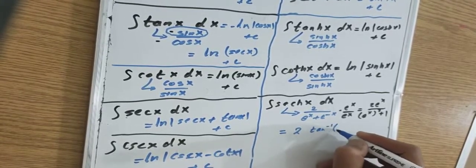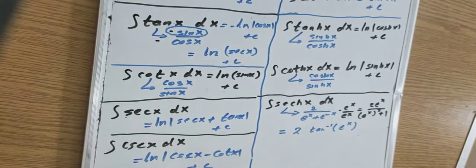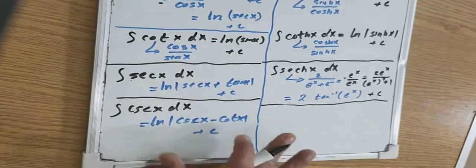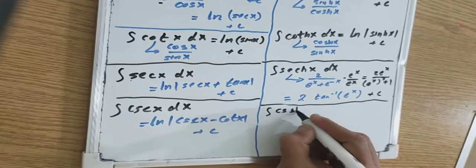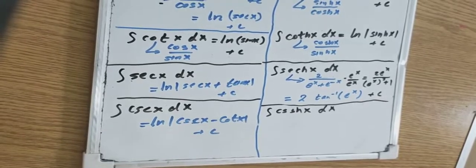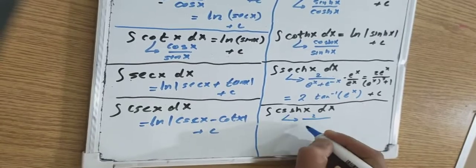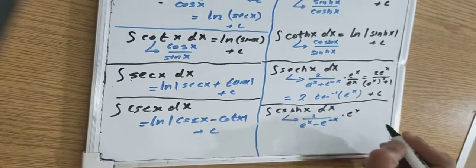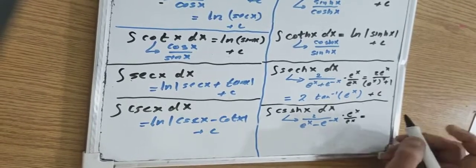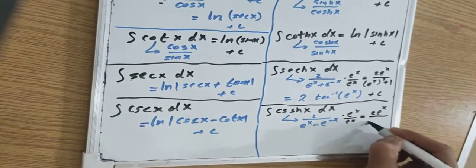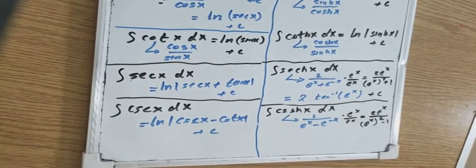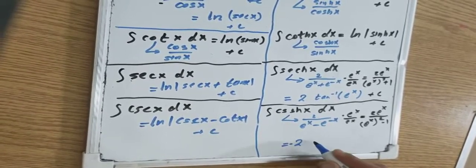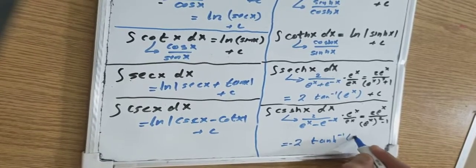tan inverse e power x, plus c. In the same way, the integration of cosec: its definition is 2 over e power x minus e power negative x, and multiplying again by e power x, it's 2 e power x over e power 2x minus 1. So the integration of cosec is 2 outside, multiplying negative, tangent inverse e power x plus c.